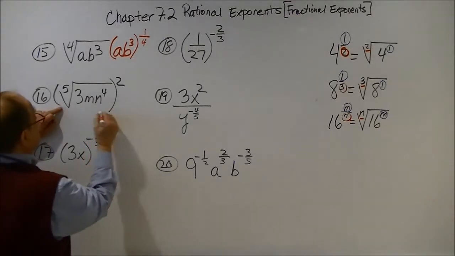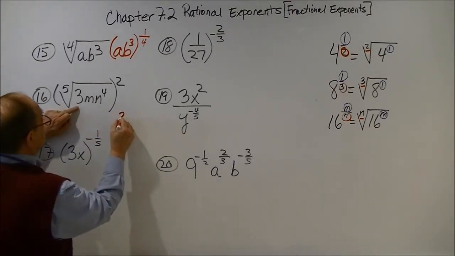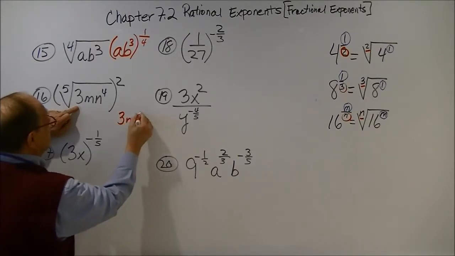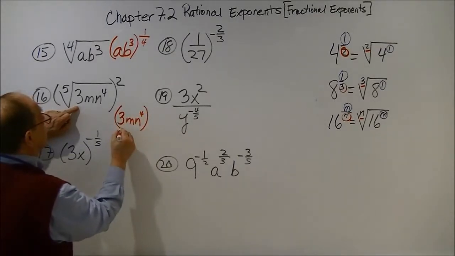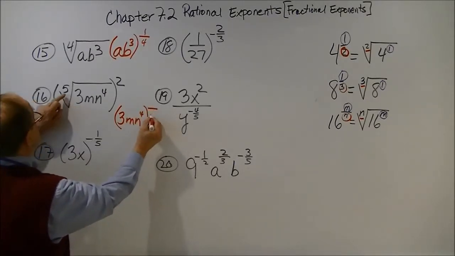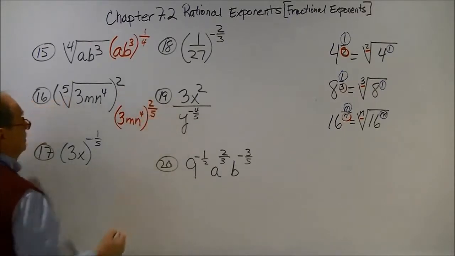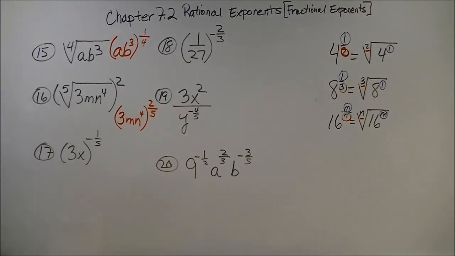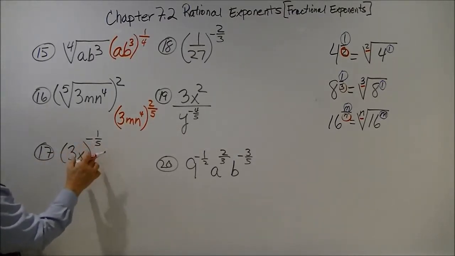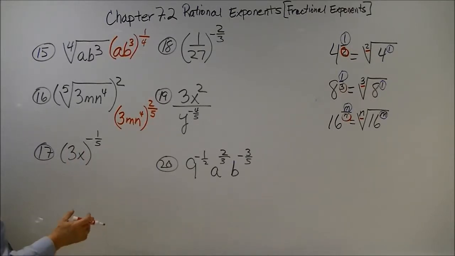And then here we're going to use our base, which is 3mn to the 4th in parentheses. Our denominator will be 5, and our numerator will be 2. Now we're moving on to what we call negative fractional exponents. And they want to have the answer as a positive fractional exponent. And if you can simplify, they want you to do that as well.